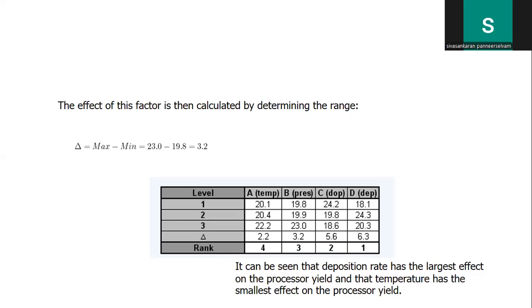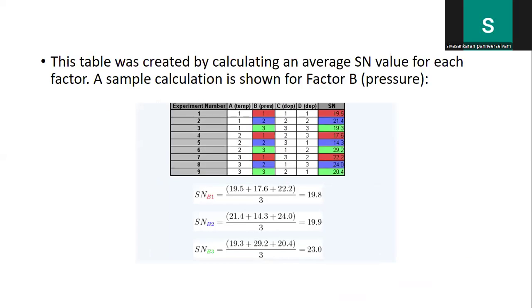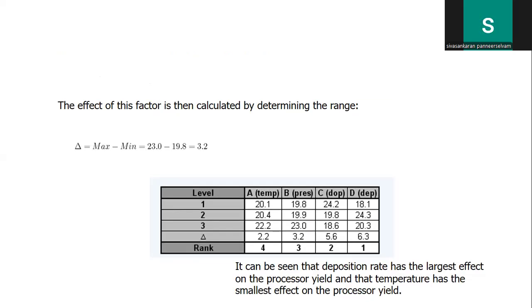Now find out the range. How to determine the range? The effect of this factor is calculated by determining the range. So find out the maximum and minimum value from the signal to noise ratio of factor B. So 23 minus 19.8, so you can find out the range, 3.2, delta. Likewise for every factor we have to find out the range: temperature, doping effect, deposition rate.